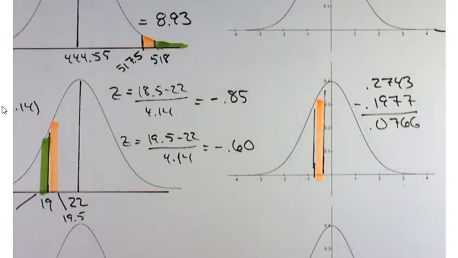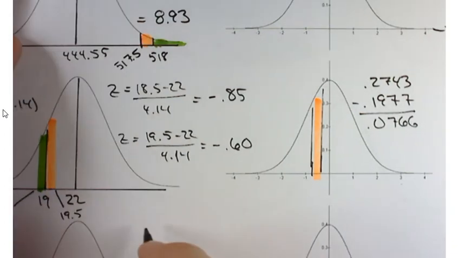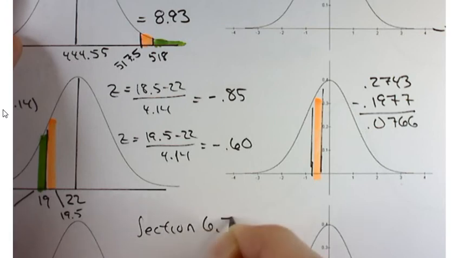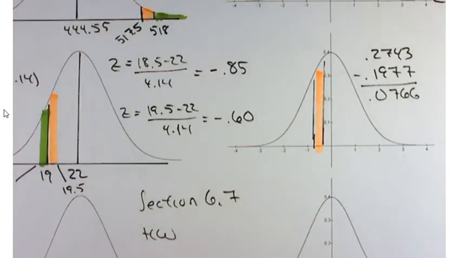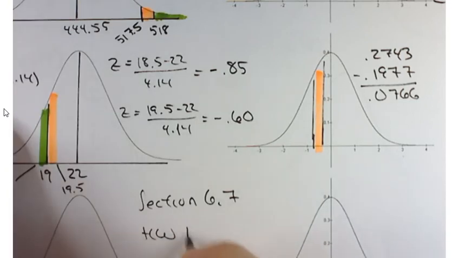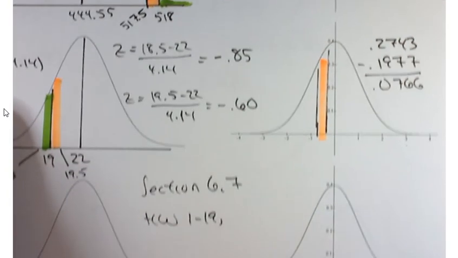Okay. Let me give you some homework, and then maybe we'll go over a few things in advance of our exam. This is section 6.7. Homework, try problems 1 through 19. And of course, as usual, that's just the odds.